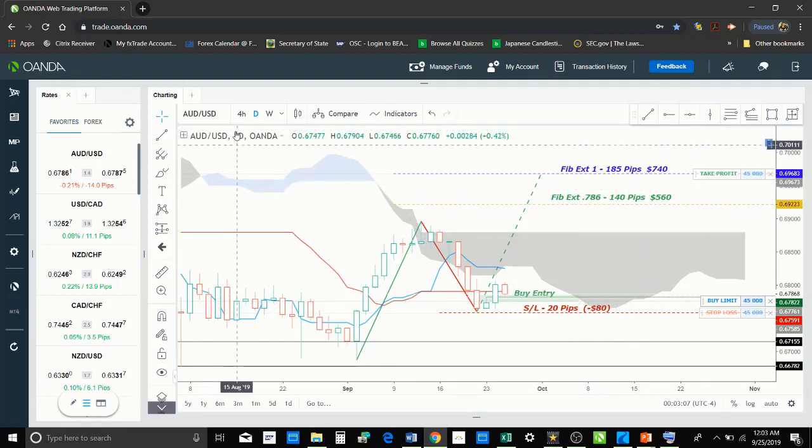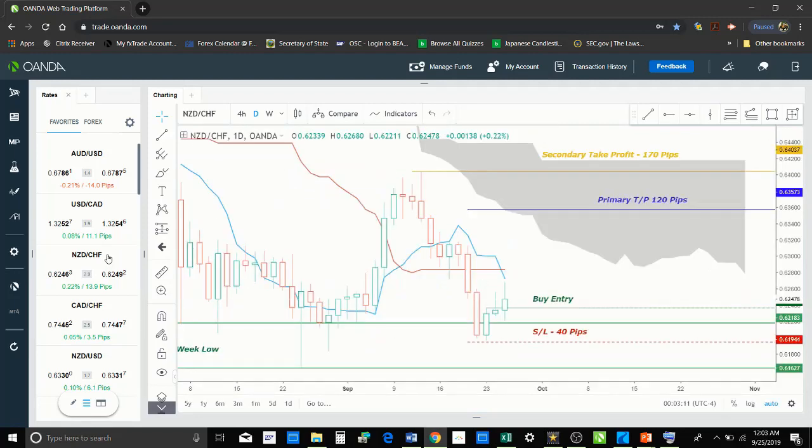And this is the only trade that I'm looking at taking right now. I usually only take one trade at a time. All these other ones are just for fun. Most of these trades I marked on Monday, September 23rd. So you'll see that I marked this. This is my entry level. This is my stop loss. I have a 40 pip stop loss.